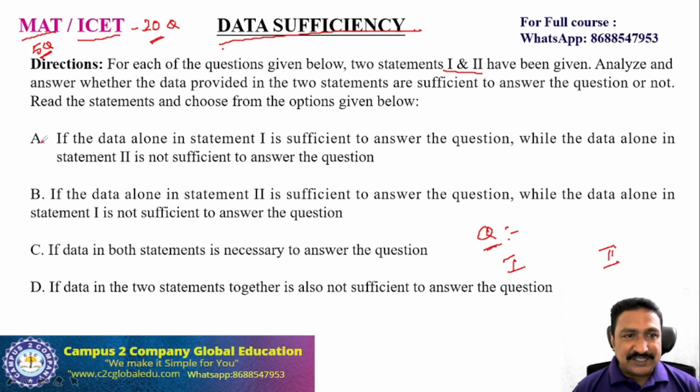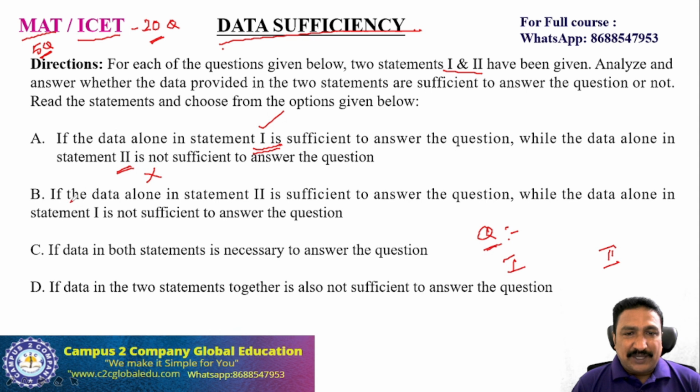What is choice A? Choice A means you are getting the answer from the first statement alone but not from the second statement. Whenever you are getting the answer from statement 1 alone but not from the second statement, you have to choose choice A. Understood, friends?